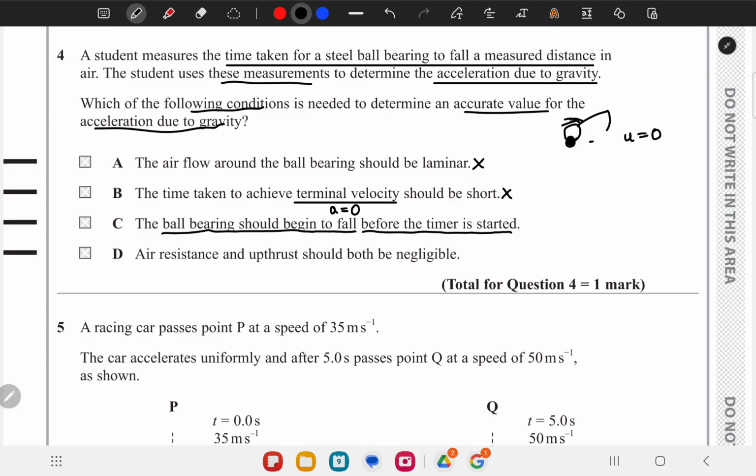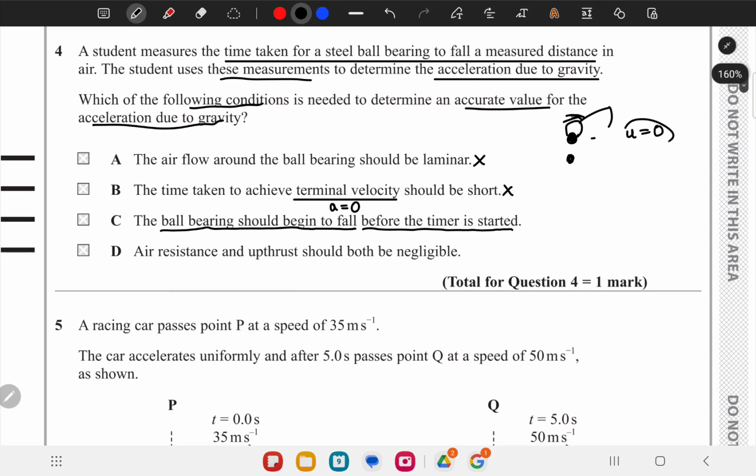However, if I don't do that, so if I drop the ball first and then start the timer, which they want us to do in the third option, we will not know the initial velocity. This will hamper my experiment. So D will be the answer.